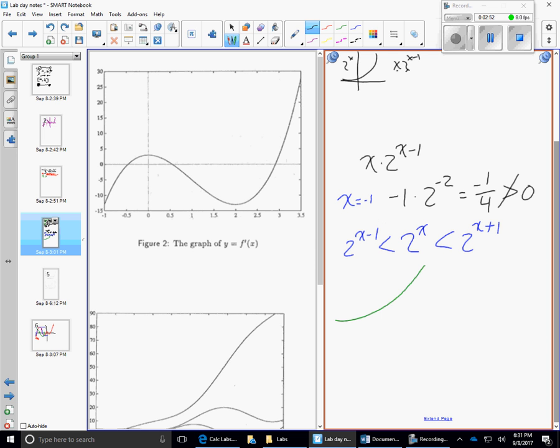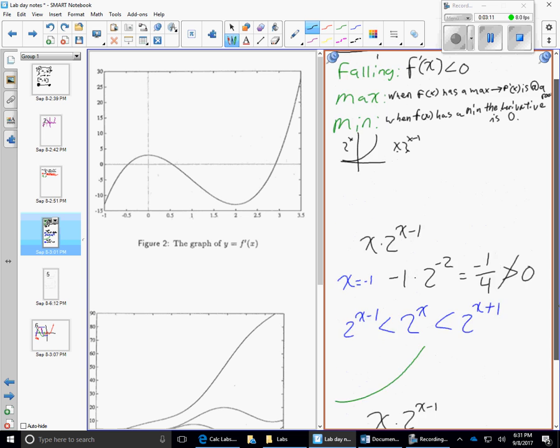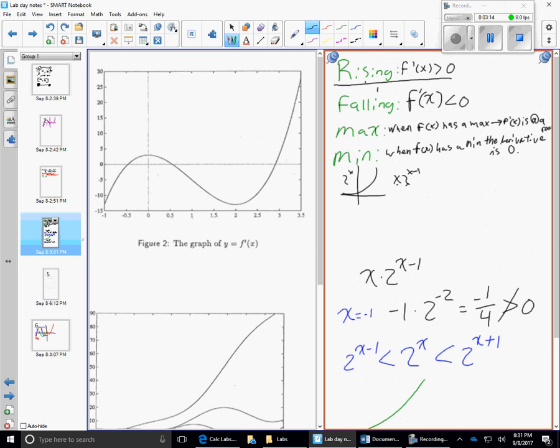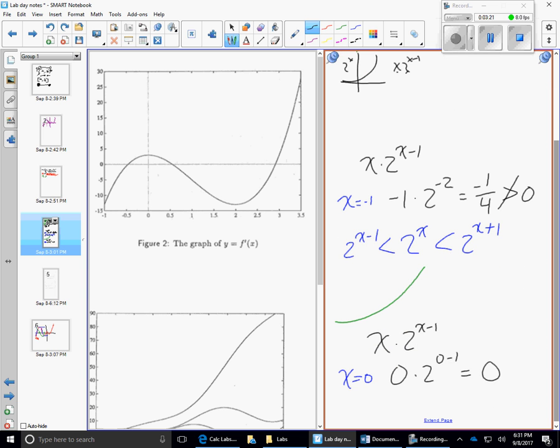But if we have the derivative to be x times 2 to the x minus 1, and we say at x equals 0, then we have 0 times 2 to the 0 minus 1, which is just equal to 0. And from our rules, when the derivative is equal to 0, the function should be at a maximum or a minimum. So this is another way to contradict this being the derivative. Let's move on to the next one.